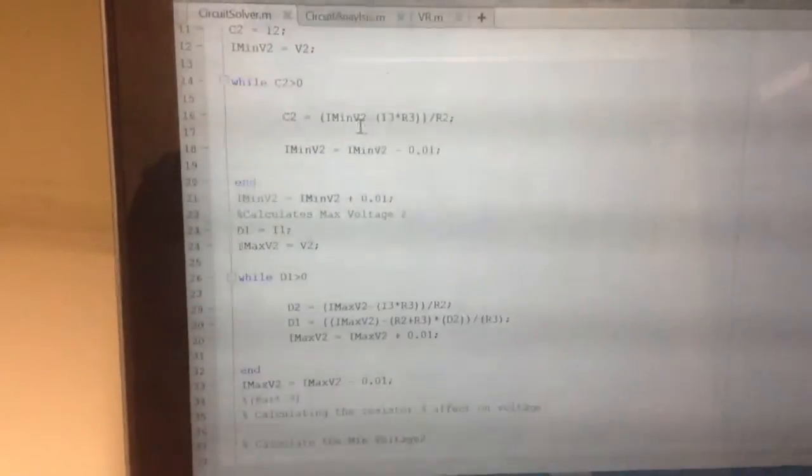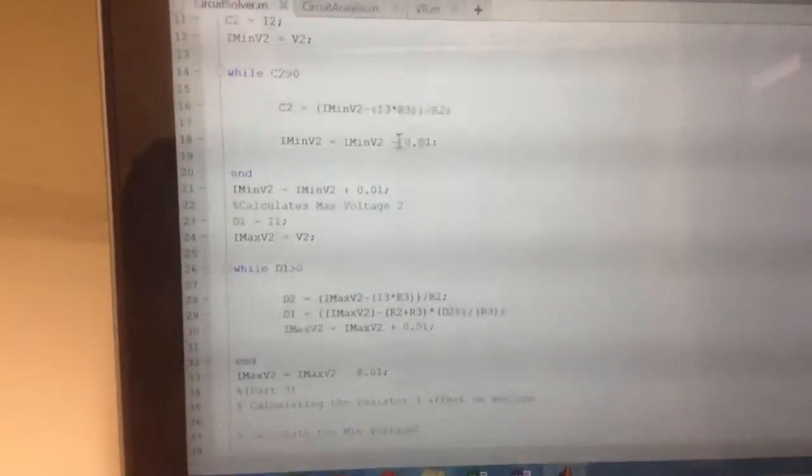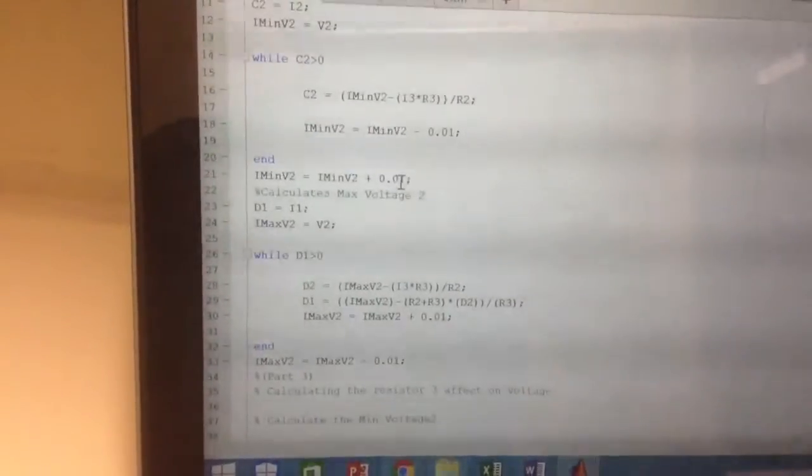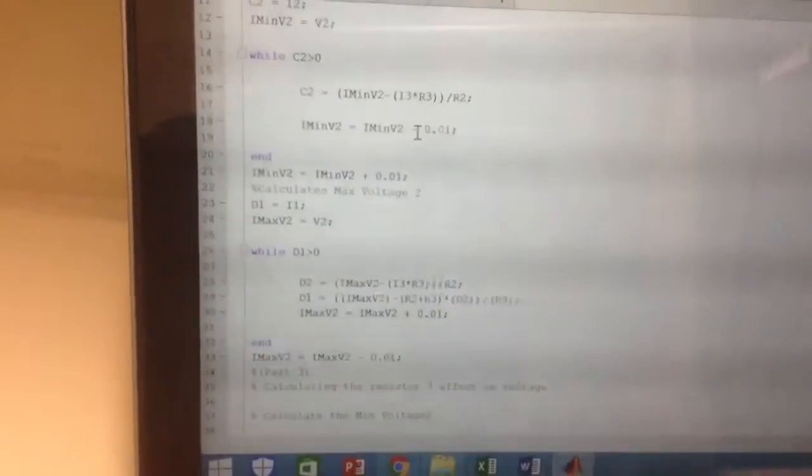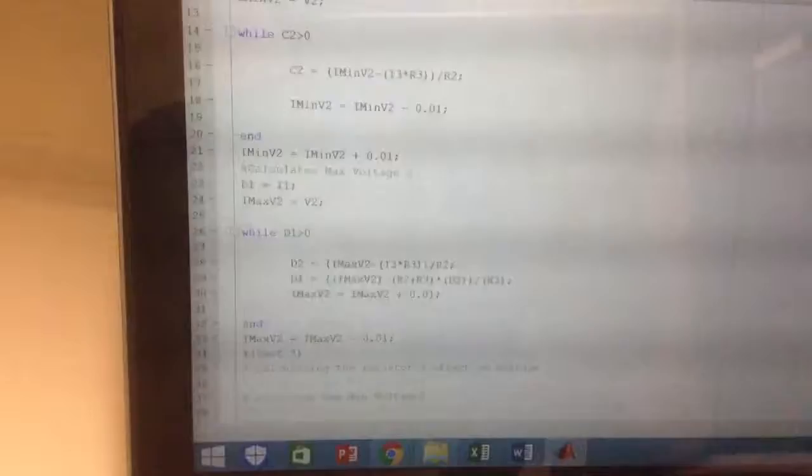At this moment, for this part, we got the voltage we want, but this voltage is still minus 0.01. We have to get the original voltage we want, so we add 0.01. This is the part for the minimum voltage. The same idea applies for the maximum voltage also.